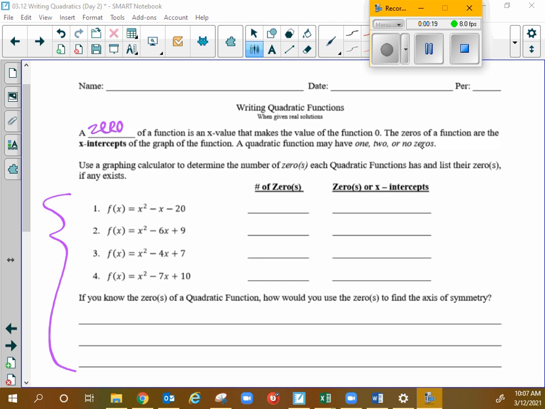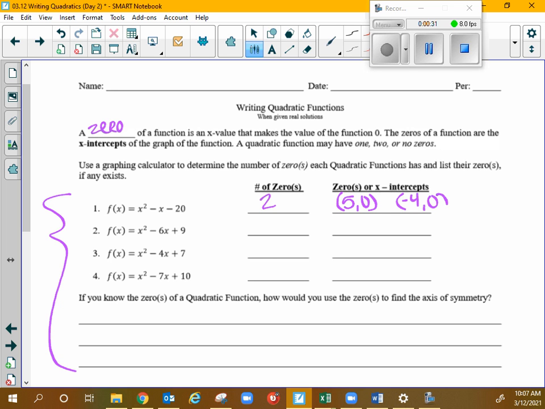So you guys use your graphing calculators. Number 1, how many zeros does that have? 2. Where were they? 5, 0, and negative 4, 0. If you just put 5 and negative 4, that also works. Number 2, how many zeros? 1. Where was it? 3, 0. At 3.